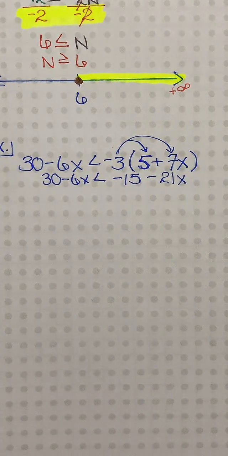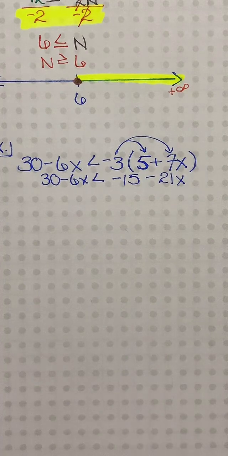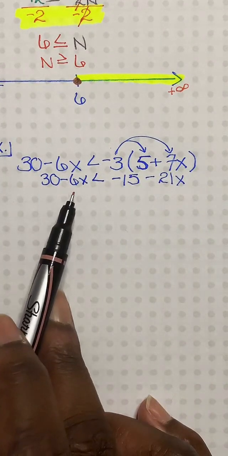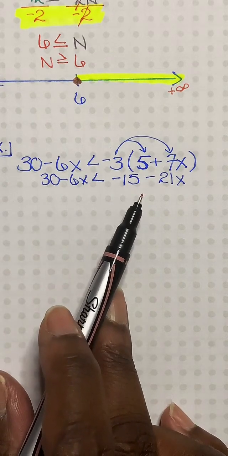One thing that's different with this is we have a variable on both sides of that inequality. So we need to decide what's going to move. Do we want it on the left-hand side or do we want it on the right-hand side?